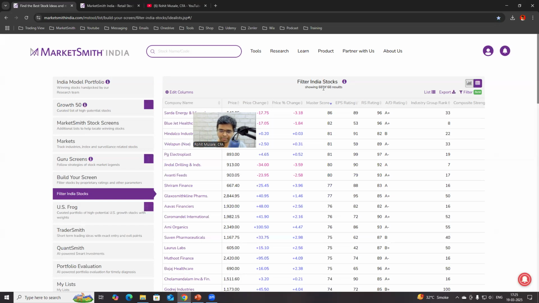Okay. Just because the stocks are in this list doesn't mean that you buy those stocks. You have to do a lot of analysis after that also. Out of 68, do you think I'm going to buy these 68 stocks? Hardly one or two might meet my overall criteria. So this is just a filtered list. Okay. So I hope I have answered the question.